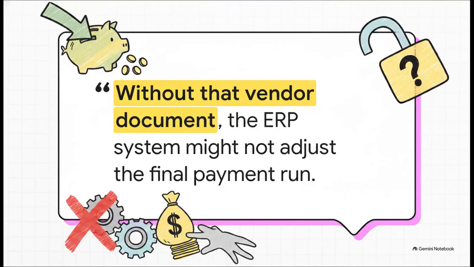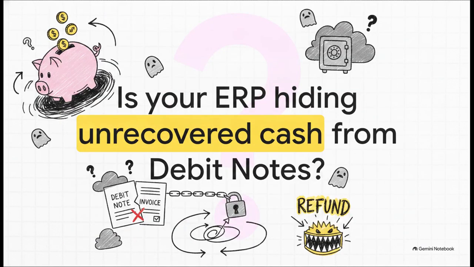And the reason that is just so dangerous really comes down to system automation. As the quote says right here, without that vendor document, the ERP system might not adjust the final payment run. Meaning, you've made the demand, sure, but without the vendor's documented agreement in the system, your ERP might secretly leave company cash completely unrecovered. It'll just blindly pay out that full invoice anyway. Which leaves us with this final kind of terrifying thought. Is your ERP system hiding unrecovered cash from unmatched debit notes right now?